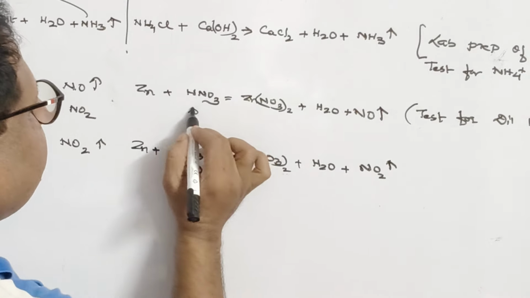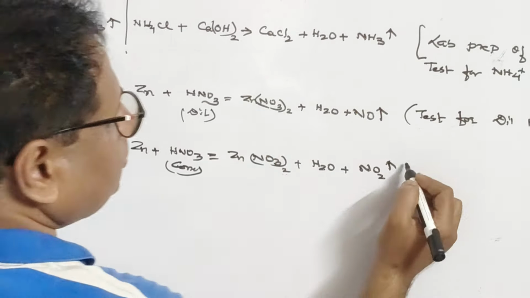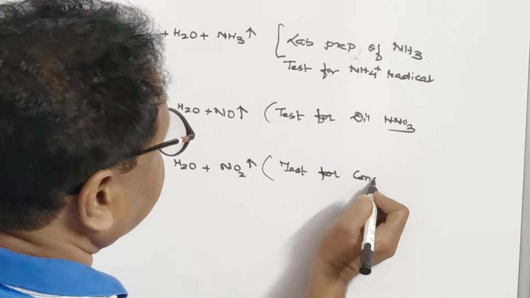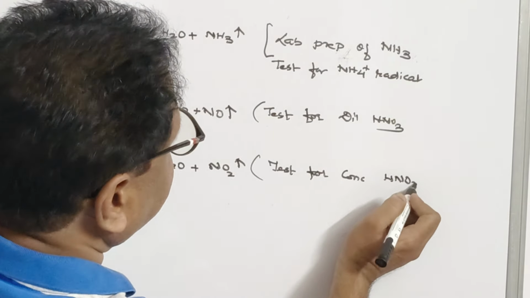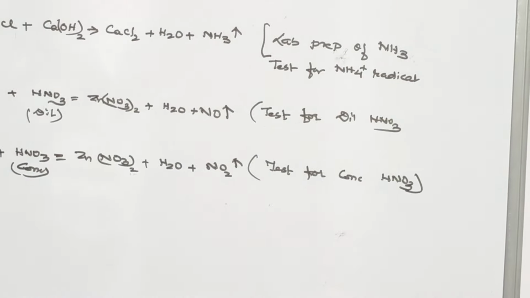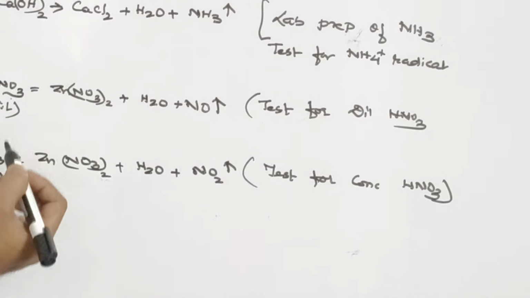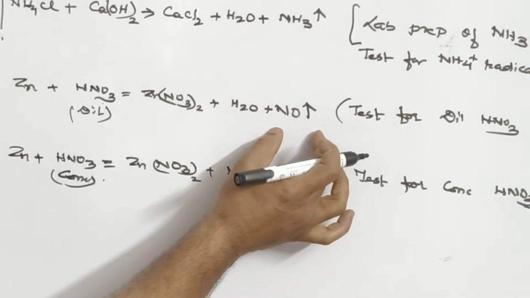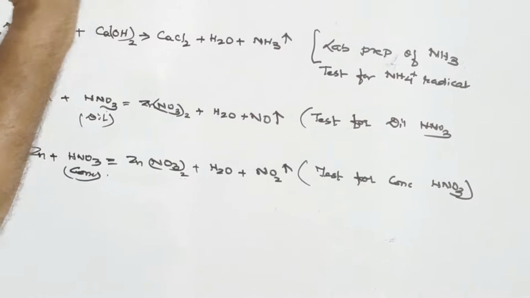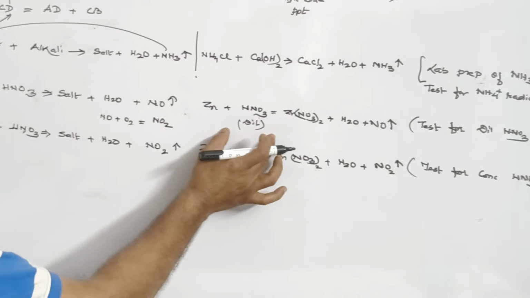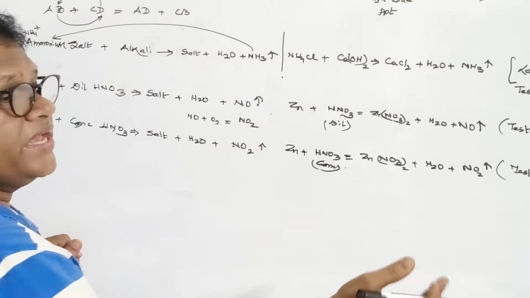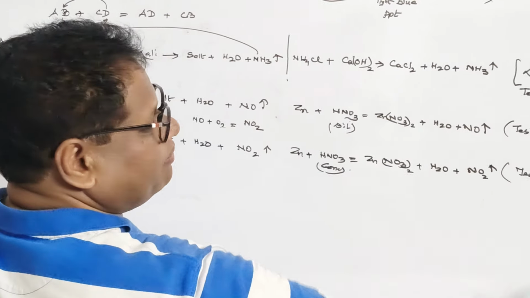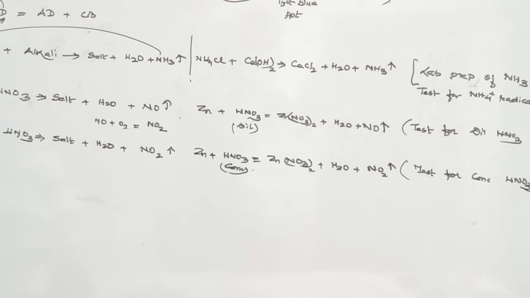So this was dilute, this was formed. So the importance is that this is the test for conc HNO3. Now you can differentiate between dilute HNO3 and conc HNO3 by giving this test. The one that evolves a colorless gas that turns reddish brown above the mouth of the test tube was dilute HNO3. The one that evolves a reddish brown gas right from the bottom of the test tube was conc HNO3. So this is the comparison. Clear?